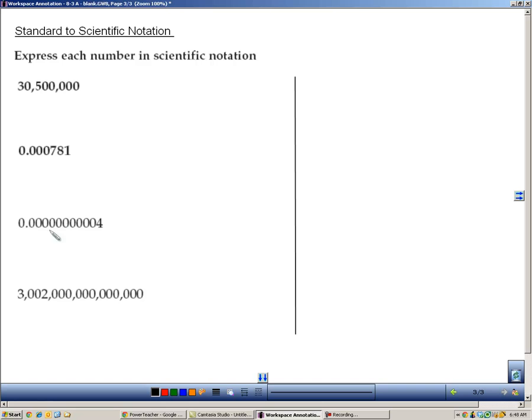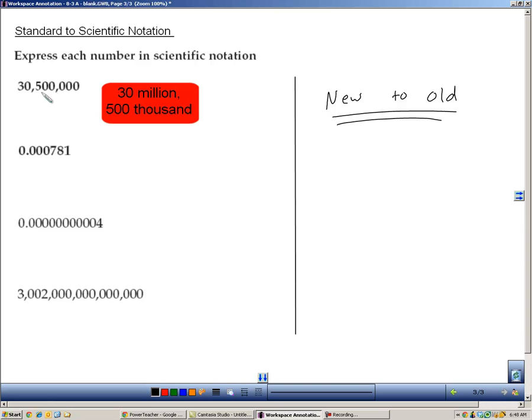So now we're taking these big or small numbers and writing them in scientific notation. The key to this is remembering the phrase new to old. The reason we have to do new to old is because when we create scientific notation, to put the decimal in the correct spot, you have to think backwards. Let me show you what I mean. Right now this number is 30,500.